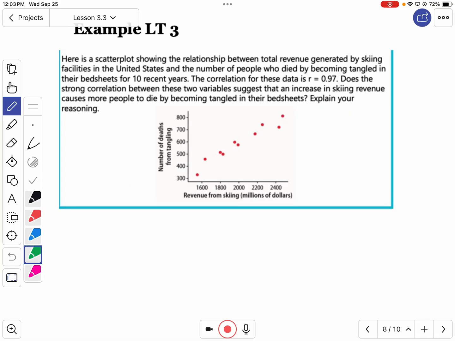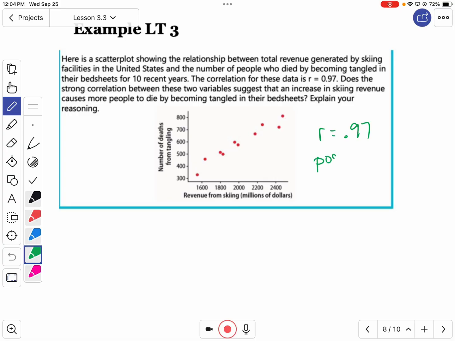And then last one. It says here's a scatter plot showing the relationship, and I think this is interesting, between total revenue generated by skiing facilities in the U.S. and the number of people who died by becoming tangled in their bed sheets. Strange comparison. It tells me that the correlation is 0.97, which would mean it is positive and it is also strong, right?